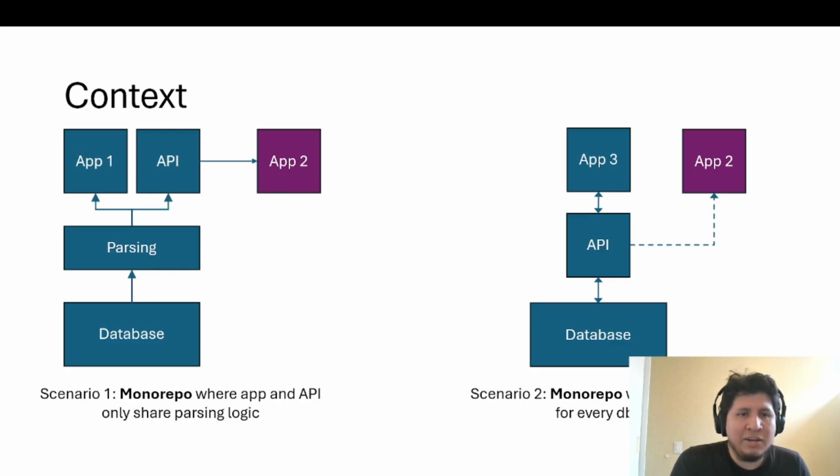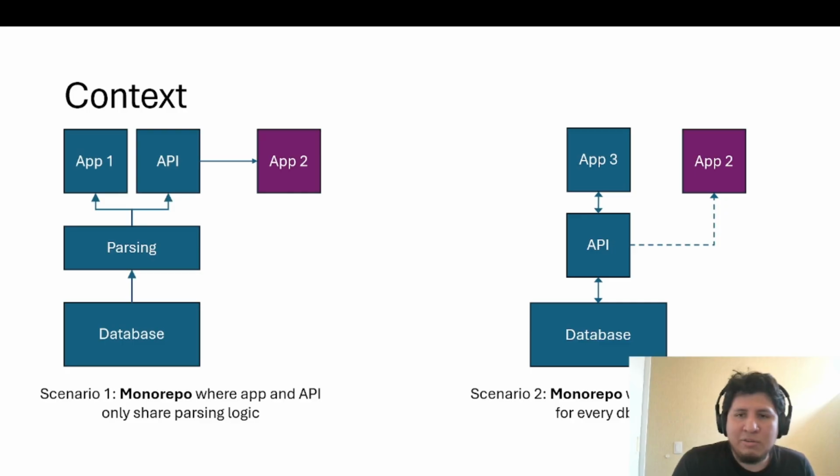The first scenario is that we will have a database, but both the app and the API will connect to this database through a shared parsing logic. Basically, we will define some kind of types or classes for the objects that the database returns, and then both the API and the app will use these types or classes. But a second application also needs to share this logic. So this is why we create the API. And this is a monorepo, meaning that all the code structure will be shared between app and API.